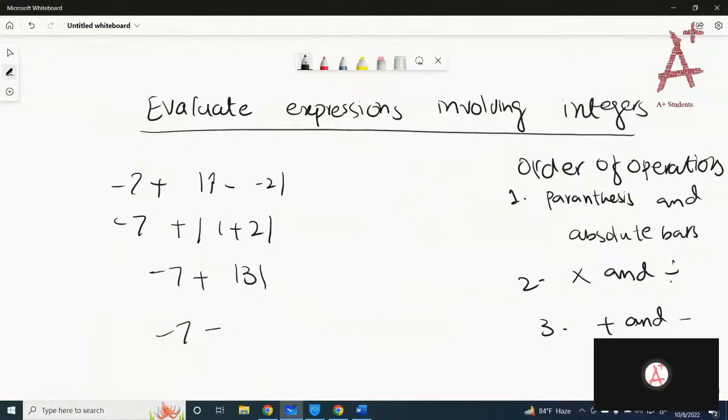The absolute value of any number is always positive. So it would be negative 7 plus 3. Negative 7 plus 3: the 7 is the number with the higher magnitude, which means the answer must have a negative sign. So 7 subtract 3 is 4. Got it? Select the correct option. Negative 4 is the correct option, then click on the OK button.